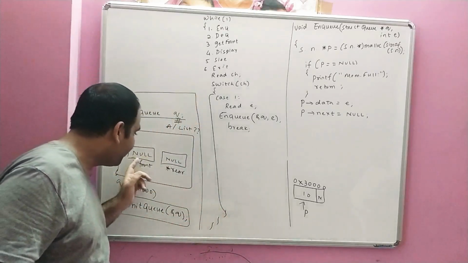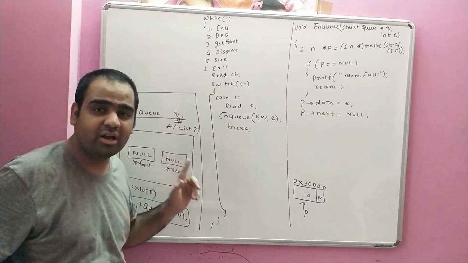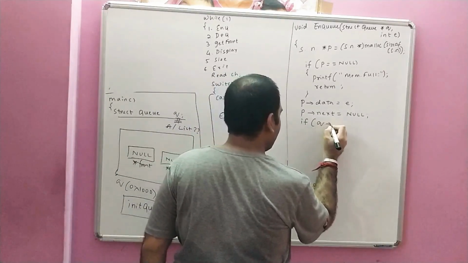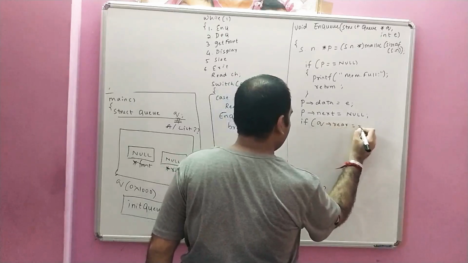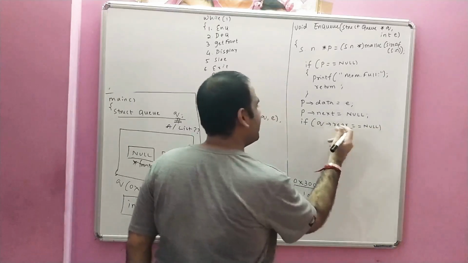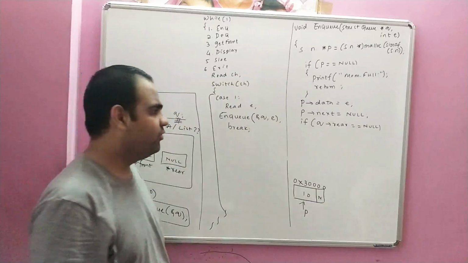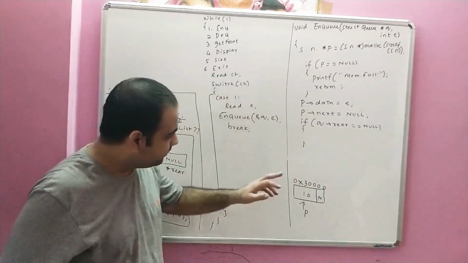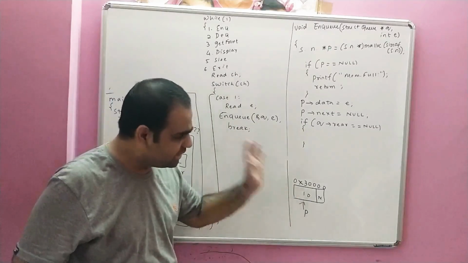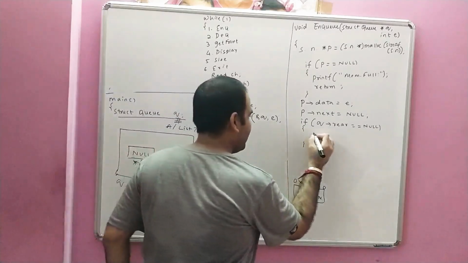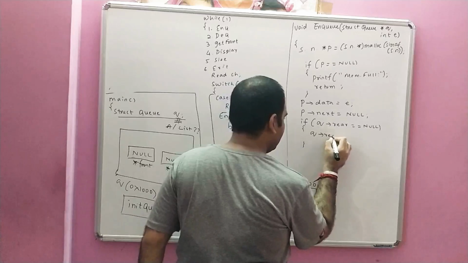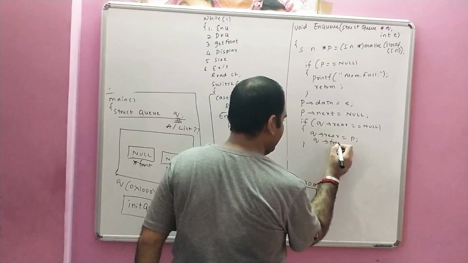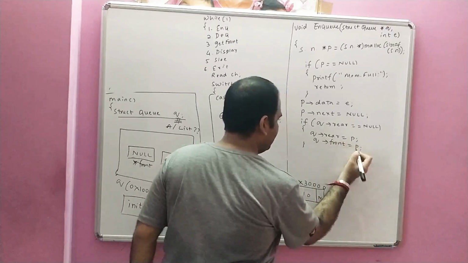How do we know that I am adding this node for the first time? Because the value of front and the value of rear is what? Null. Therefore, we write over here, if q arrow rear is equal to null, even you can write q arrow front equal to null. That means we are adding for the first time. And if we are adding for the first time, this should become the front end and this should become the rear end. Hence we write q arrow rear is equal to p, and what is the next line that I am going to write? q arrow front is equal to p.